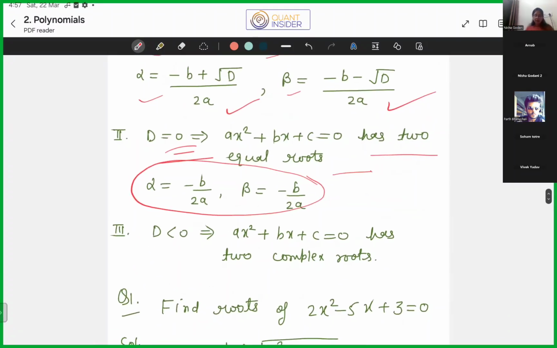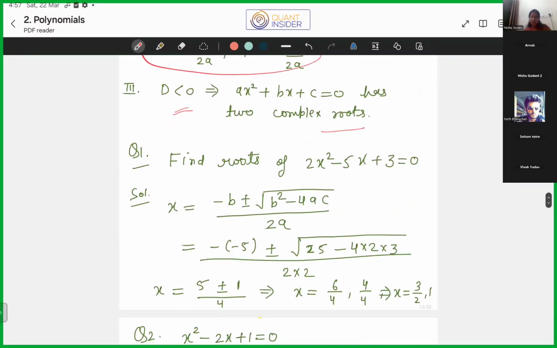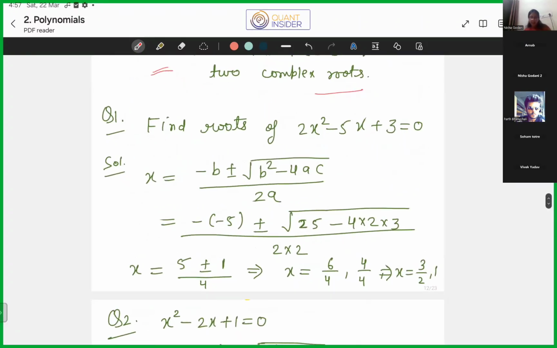Next is when D is negative. When you have a negative term inside the square root, this will give you complex roots. Complex numbers we will study later. Then I have taken some examples.